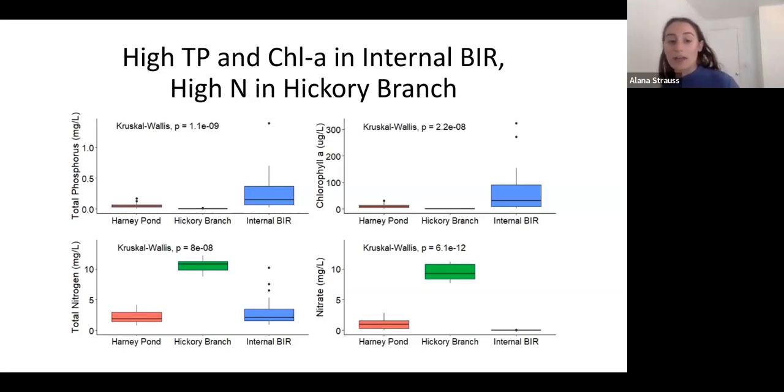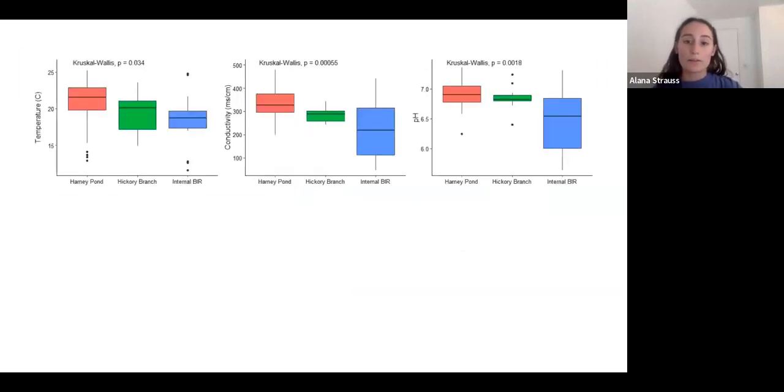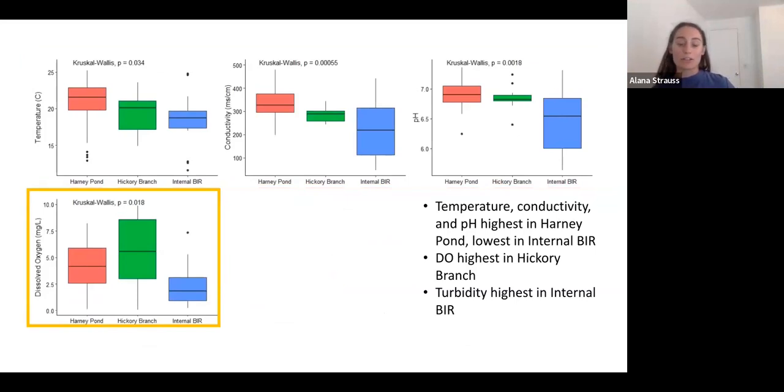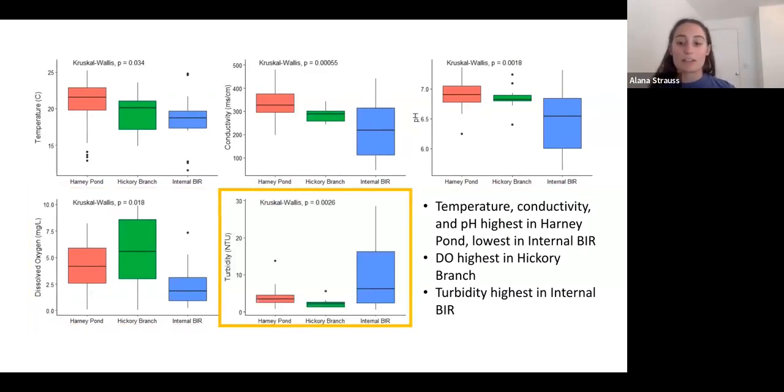We also found that when we split up the nutrients by sites, nitrates and total nitrogen were extremely high in Hickory Branch compared to Harney Pond and internal Buck Island Ranch ditches. We also split the biophysical data up by site and found that temperature, conductivity, and pH were highest in Harney Pond sites and lowest in internal Buck Island Ranch sites. Then we saw that dissolved oxygen was highest in Hickory Branch, probably because it's a more flowing stream. And turbidity was highest in internal Buck Island Ranch ditches.